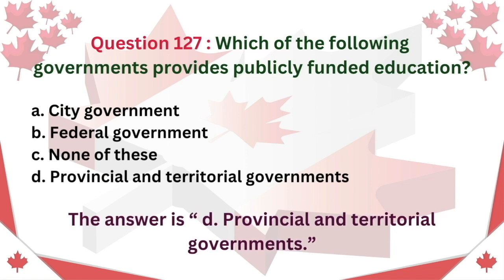Question 127. Which of the following governments provides publicly funded education? A. City government. B. Federal government. C. None of these. D. Provincial and territorial governments. The answer is D. Provincial and territorial governments.